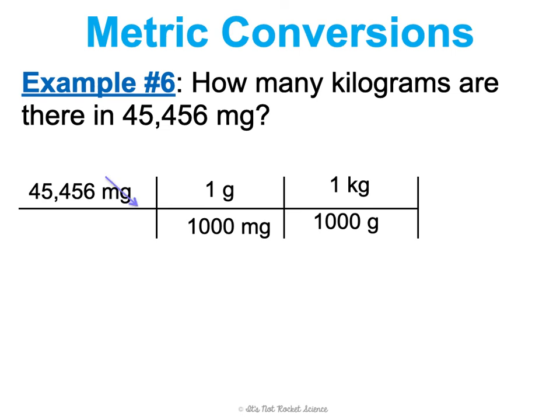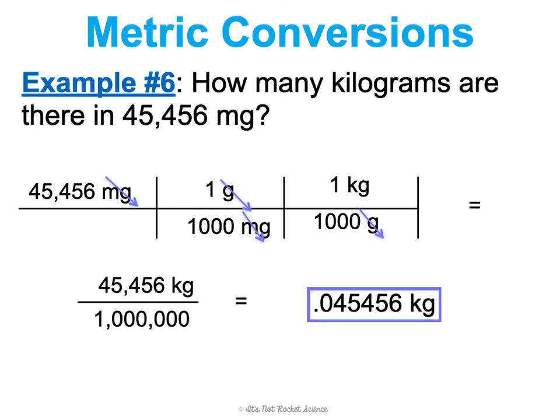Then we're going to start canceling out our like terms. Boom, boom, boom, boom. We're left with kilogram, which is what we wanted. The next thing we're going to do, we're going to multiply across. Then we're going to multiply across the bottom. We're going to get our numbers. 45,456 divided by our big number right here. Boom. That's what we have.